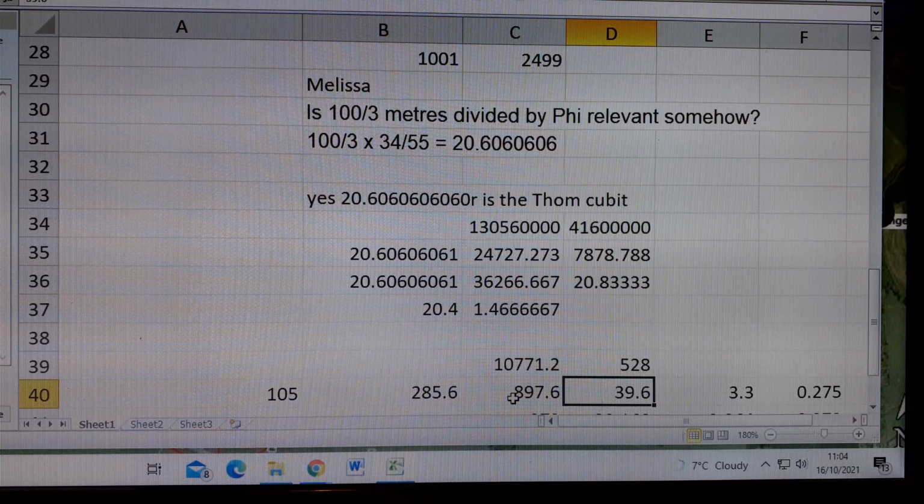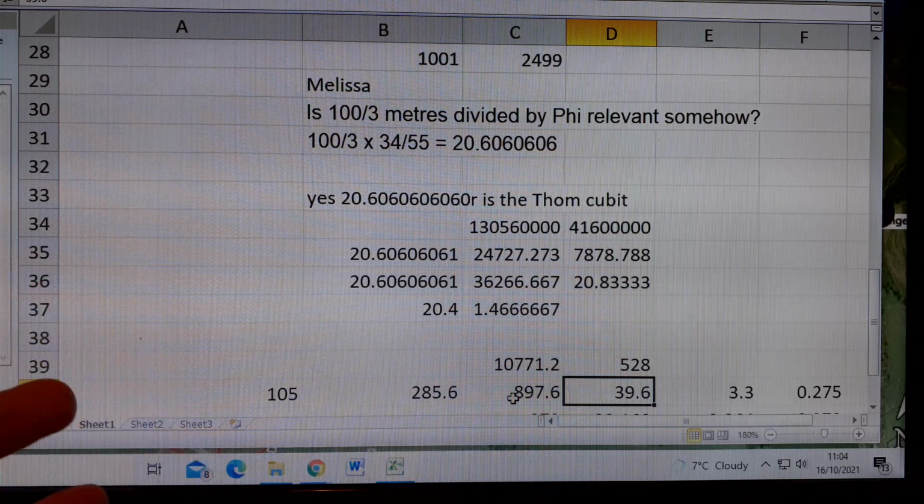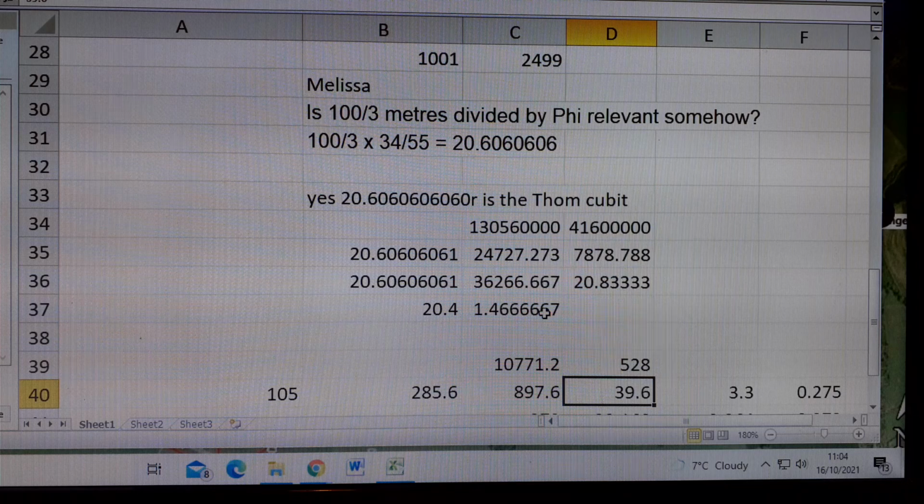It's very complicated. It's very difficult to put across. But what I want to show Melissa is that we can use Thom's work to get the right result.